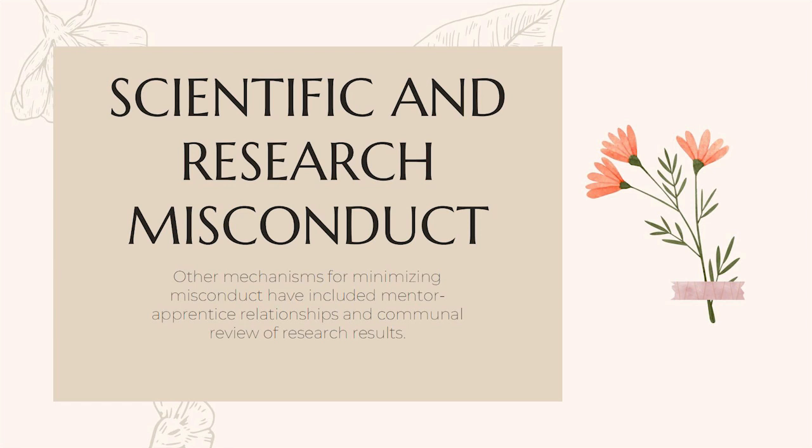Scientific and research misconduct. Other mechanisms of minimizing misconduct have included mentor-apprentice relationships and communal review of research results. Scientific misconduct involves fabrication, falsification, or plagiarism in proposing, performing, or reporting research, according to Robert Altman.